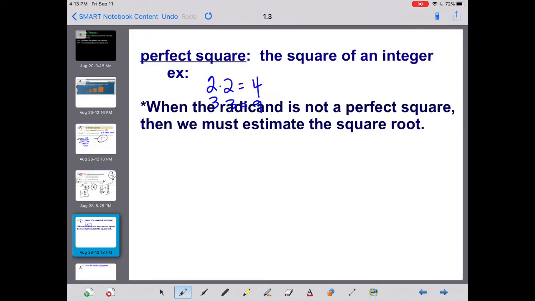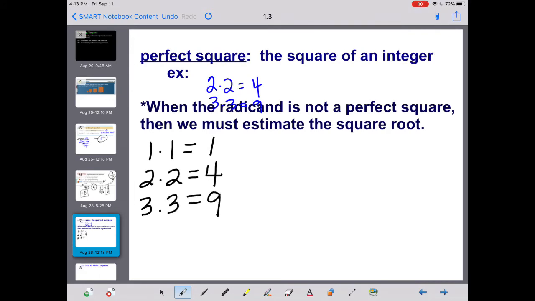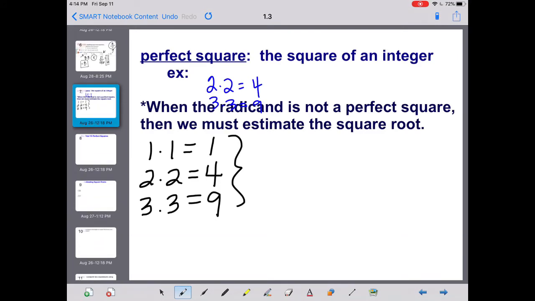A perfect square is the square of an integer. So for example, if I started with 1 times 1, that gives me 1. The next whole number would be 2 times 2, which gives me 4. 3 times 3 gives me 9. So these three numbers are called perfect roots. Okay, if the radicand is not a perfect square, then you have to estimate, which gets a little bit messier.